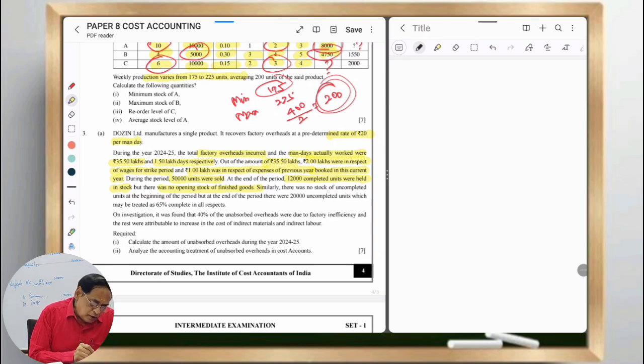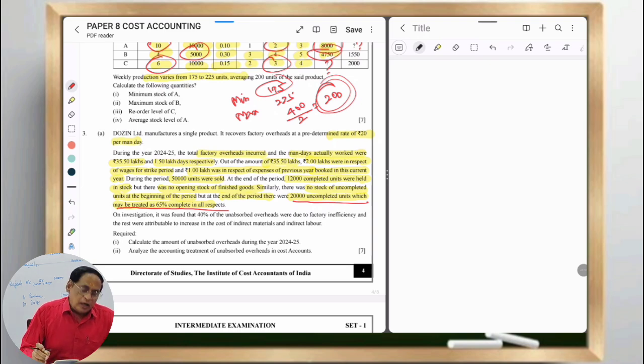So there was no stock of uncompleted units at the beginning of the period and at the end of the period. But there were 20,000, please listen, there were 20,000 uncompleted units which may be treated as 65% complete. That means uncompleted means work in progress. So 20,000 units are there. Out of that, the completion percentage is 65%.